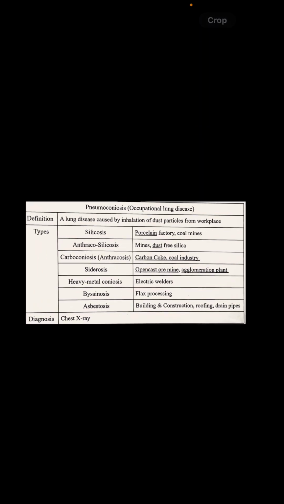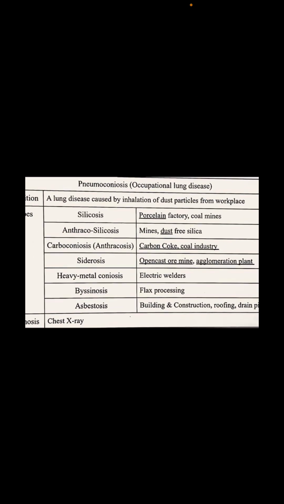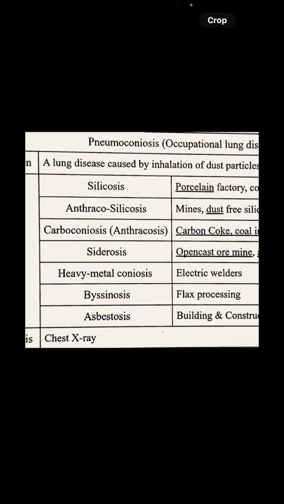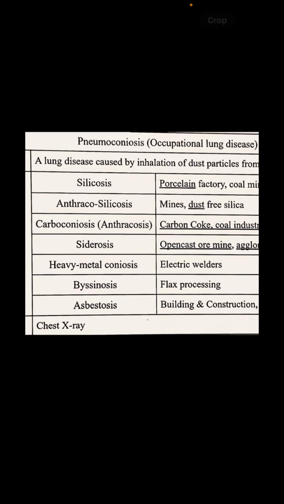So let's see pneumoconiosis, as we know that they are related to occupation. How do they define it? A lung disease caused by the inhalation of dust particles from the workplace or place of occupation: the construction, mine, or any kind of plant. The types we know already, we have discussed most of them. These are keywords directly from the KROK exam, so you are going to see such words in the question itself. That's why I kept this table in the video.